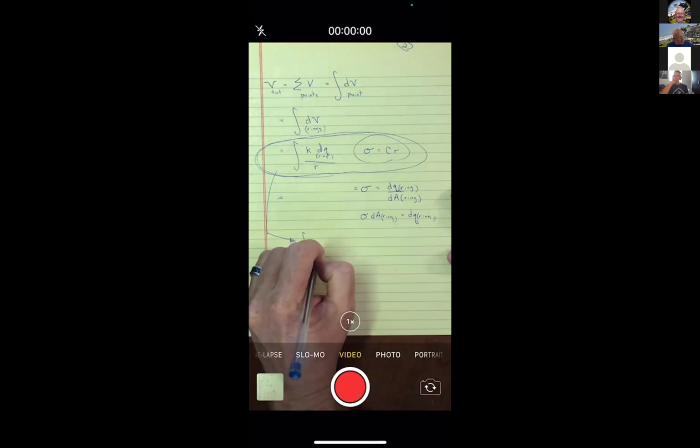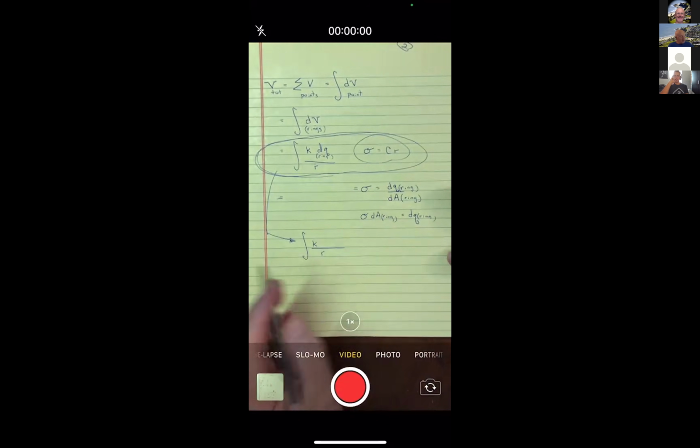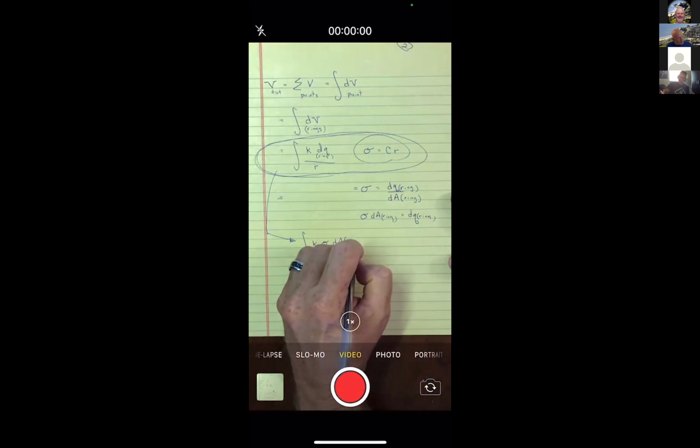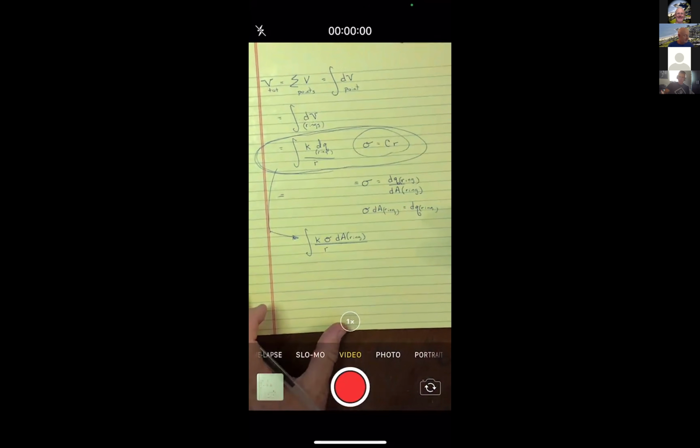Okay, so here's my first step. I would take Coulomb's constant and divide it by R. And then right here for the charge of the ring, I would put sigma times the area of the ring.